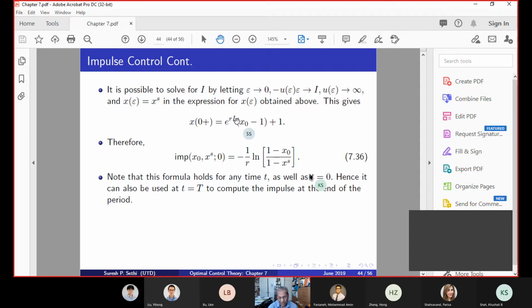So then I solve for I. You see, this is I. So if I solve this, I get this. So you see the cost of impulse of going from x0 to xs at time 0 is this. It's not linear anymore, okay? Because as x increases, the value of control decreases, because as x increases, then control only works for people who are not buying my product. So as x increases, the number of people who are not buying the product shrinks. Okay, so the effect is less.